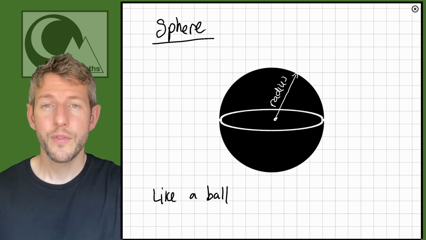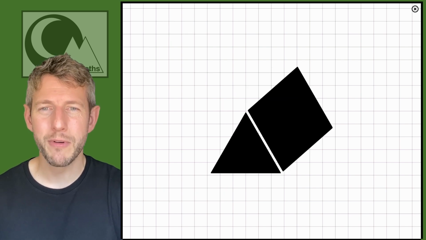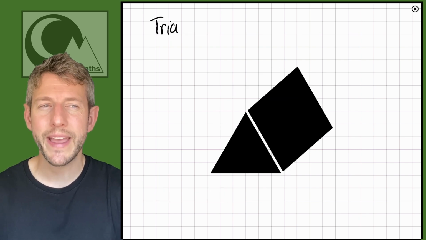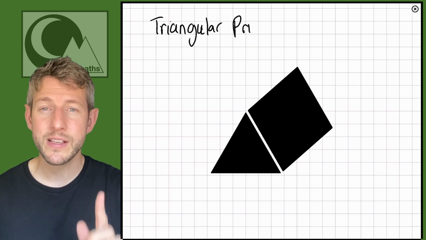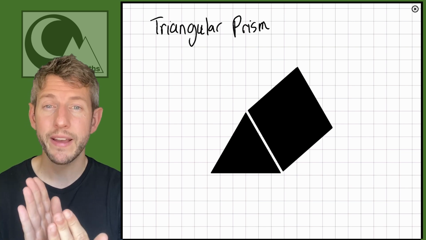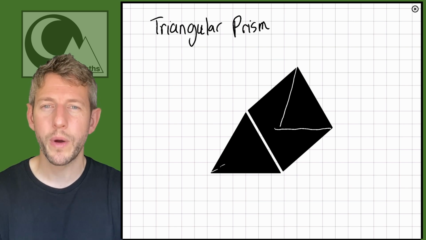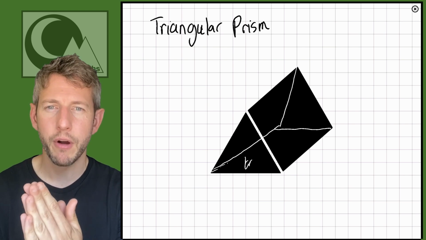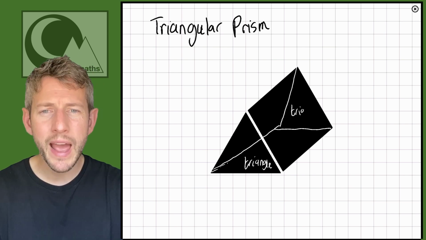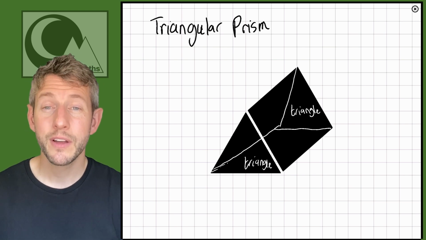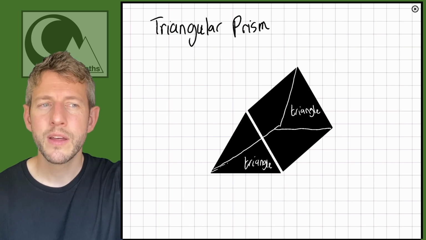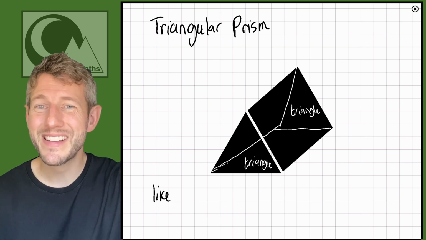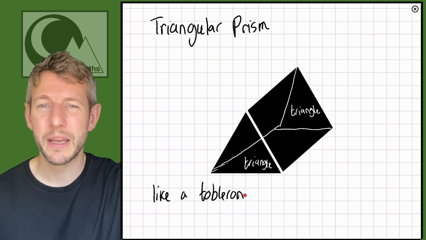Okay. The next one we've got here is the Toblerone, classic Toblerone. This is the triangular prism. Okay, so like the cylinder, this is the same shape all the way through. So it's a triangle at the front and it's a triangle all the way through. Anywhere you snapped that shape, that would be triangular. So Toblerone is the classic one for thinking about these.